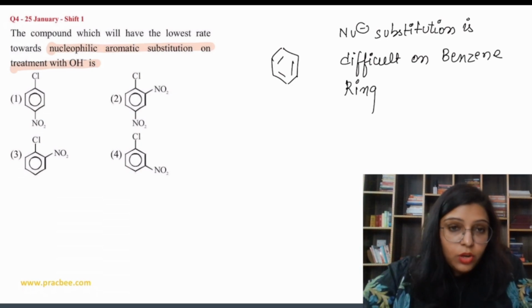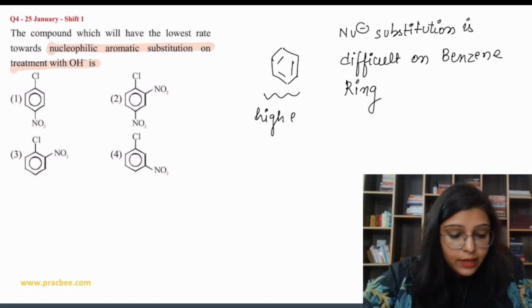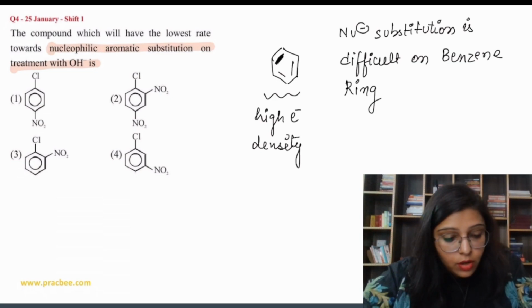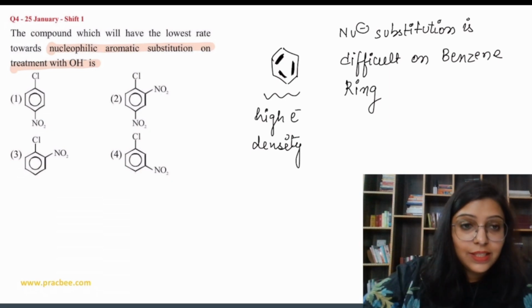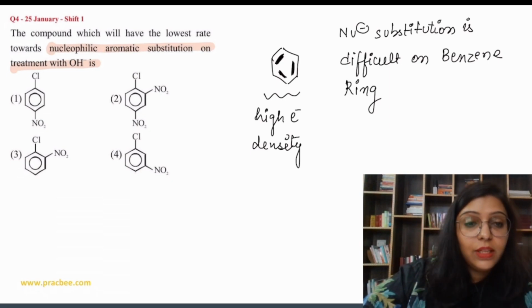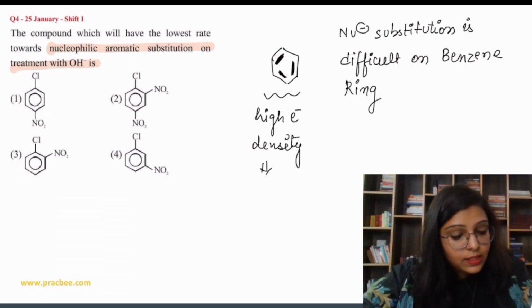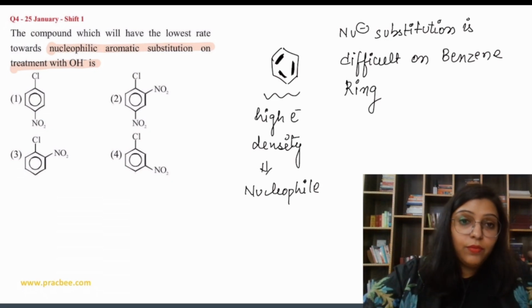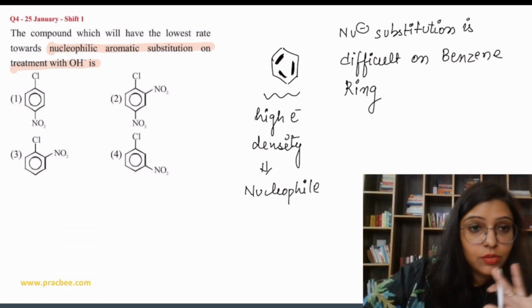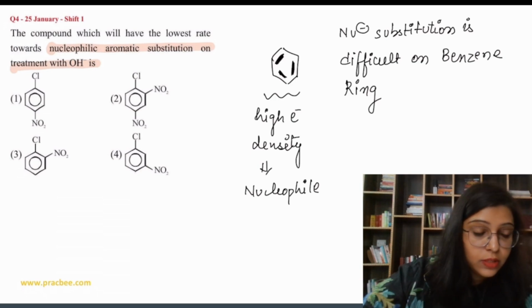Why? Because in the benzene ring we have high electron density. And why do we have high electron density? Due to the presence of these double bonds. Pi bonds can easily break, and it can form a bond with the electrophile. So it has high electron density, or we can say it is going to be nucleophilic. It can act as a nucleophile. So why would a nucleophile attack a nucleophile? This is not a favorable situation.